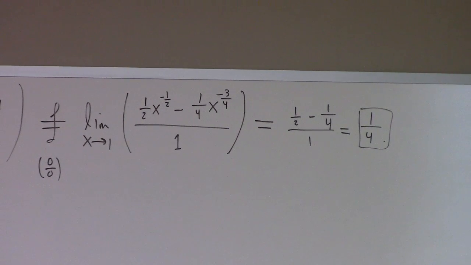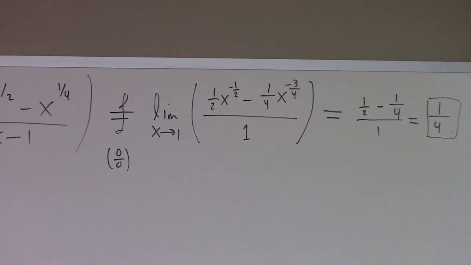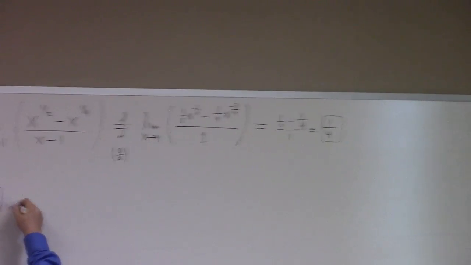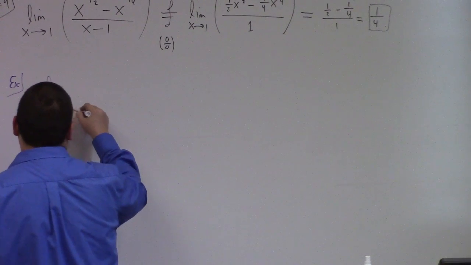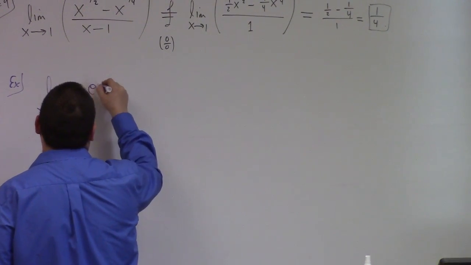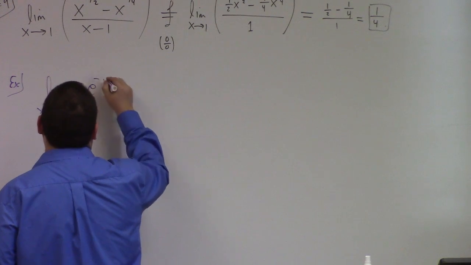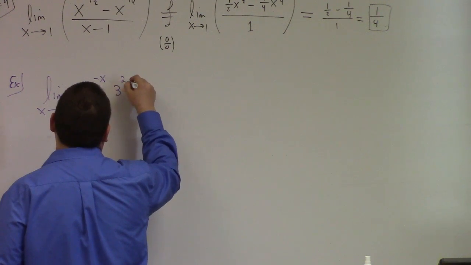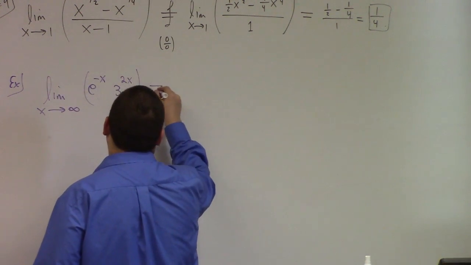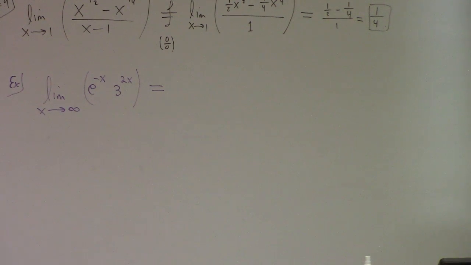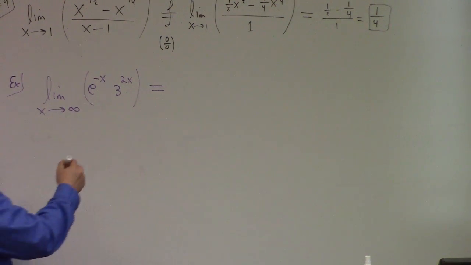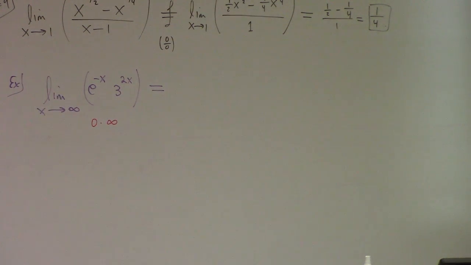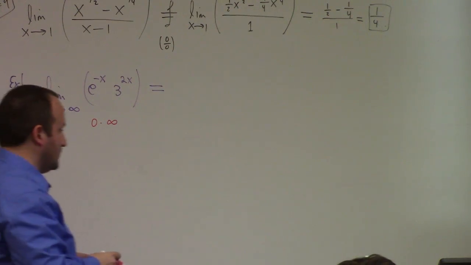All right, so I don't want to mislead you. Not every limit is done with L'Hopital's rule. Some just require algebra. Here's one. If I look at the limit as x goes to infinity, let's say, of e to the minus x times 3 to the 2x. All right, I could look at that. Now this has type what? This is type 0 times infinity.